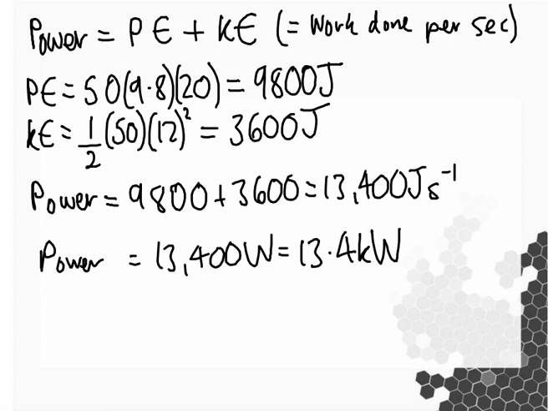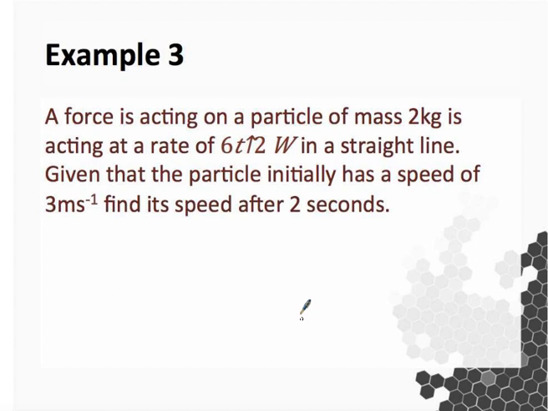Okay, let's have a look at one more example. A force is acting on a particle of mass 2 kilograms. It's acting at a rate of 6t squared watts. Sorry, for some reason that hasn't come out on the presentation correctly. So it's come out on a straight line. It says given that the particle initially has a speed of 3 meters a second, find its speed after 2 seconds.